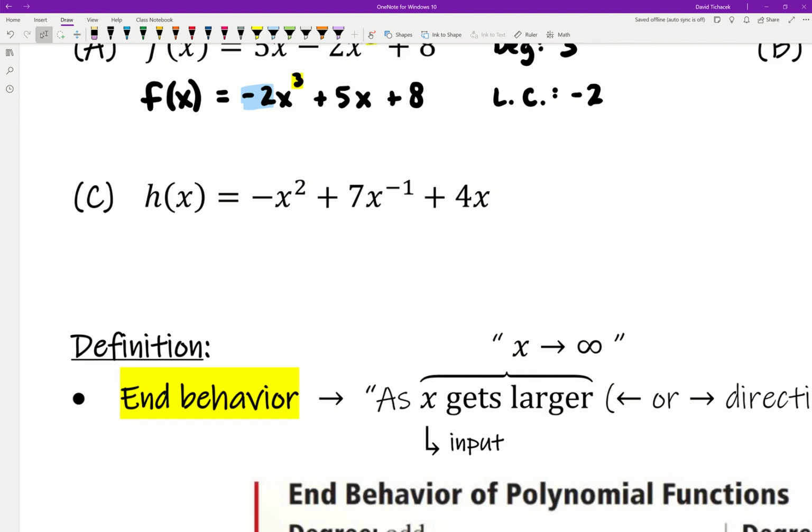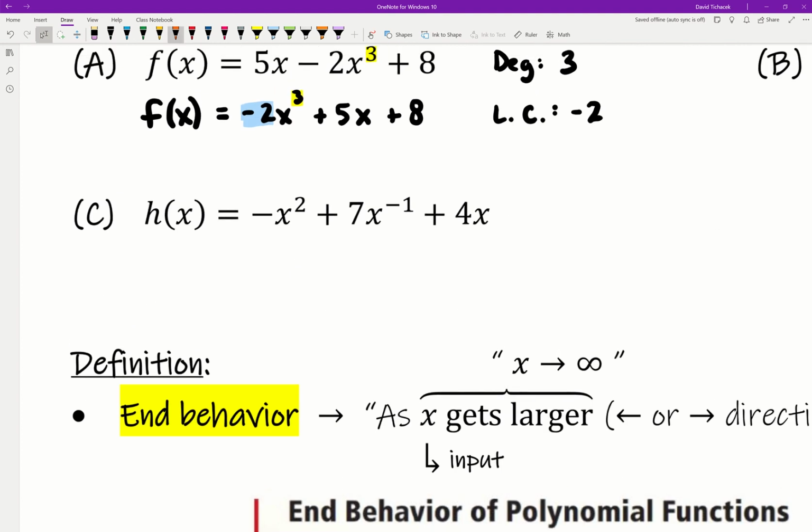Here in this next example, part C, the reason that this is not going to be a polynomial is because I see that I have a term with a negative exponent in it, okay? And so we'll just basically write the conclusion: not a polynomial.